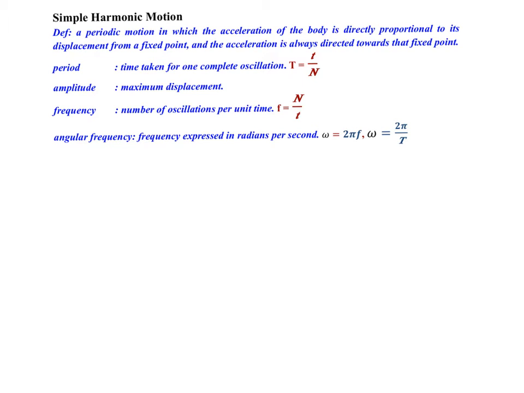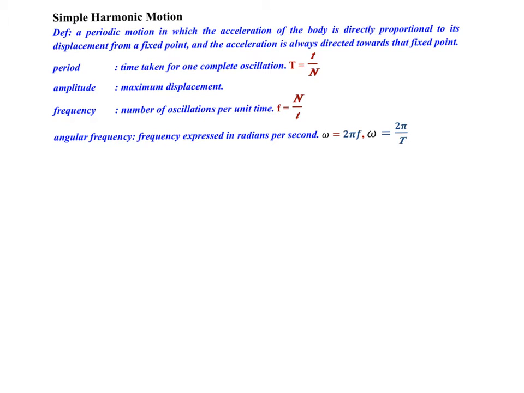Next, we are going to look at what simple harmonic motion is and all the equations that we can use to represent it. Now, simple harmonic motion is actually a type of oscillation. So we can say that simple harmonic motion is definitely an oscillation, but not all oscillations are simple harmonic motion. Because if they are simple harmonic motion, then they must obey this definition: a periodic motion in which the acceleration of the body is directly proportional to its displacement from a fixed point.